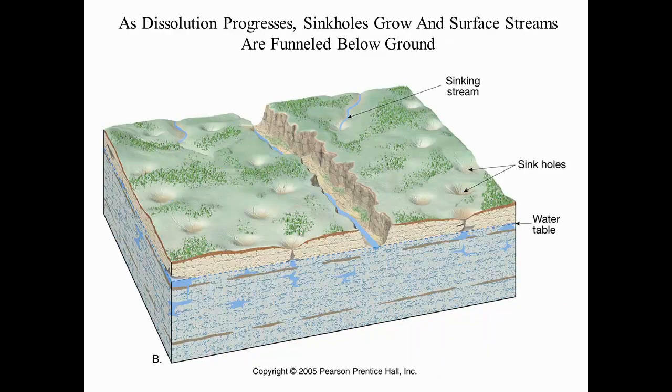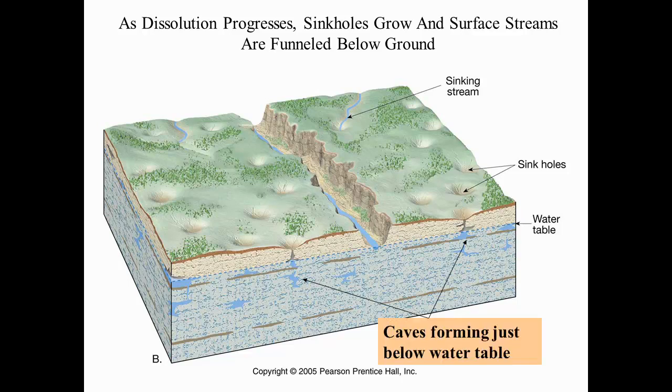As dissolution progresses, sinkholes will begin to grow, and sinkholes and surface streams can even be funneled below the ground. And caves, in turn, are forming just below the water table. The reason for sinkholes is that as caves form below the subsurface, eventually the caves will become large enough that the overlying bedrock can no longer be supported and therefore collapses, forming a depression on the surface.